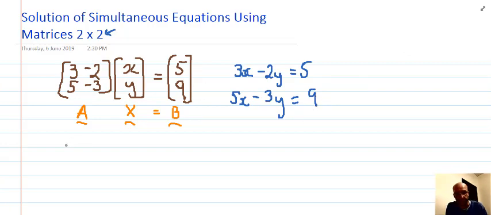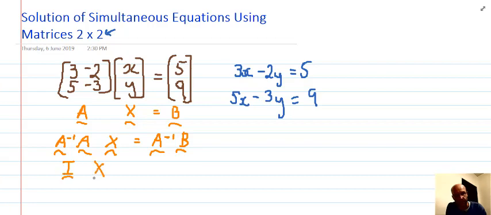Now, linking to our previous work, we're going to undergo this series of steps. We're going to pre-multiply A by its inverse, which means on the other side we need to pre-multiply B by A inverse as well. This will mean we get the identity matrix I2 times X equals A inverse times B. So X equals A inverse times B. That's an important result. So make sure you note that final result.